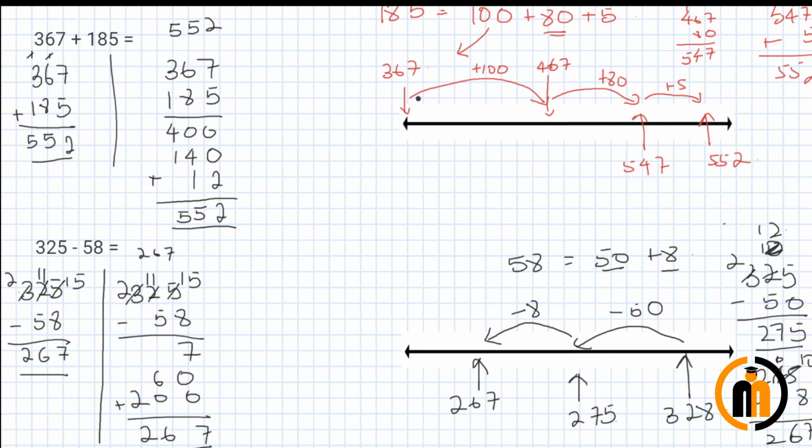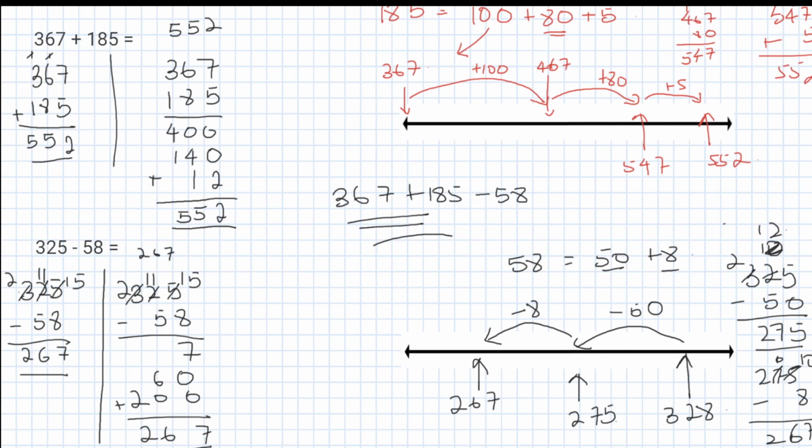So if you notice, when you add numbers, they're going up, they're increasing, and when you minus numbers, they will decrease. So sometimes you have a mixed problem, for example 367 plus 185 minus 58. For this operation, the numbers are increasing, but the moment you have to minus, the number will decrease a bit. So you have to position them on the number line.